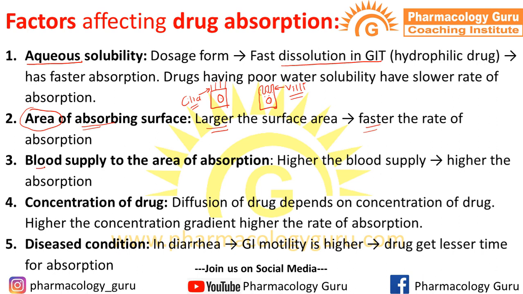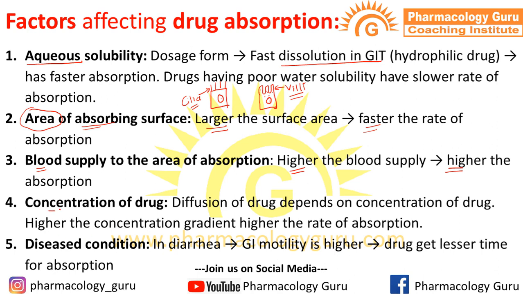It is again important because the drug entering into the blood from its dosage form is known as absorption. If the blood supply is less, the amount of drug entering into the blood will be less. If the blood supply is high, the absorption is high. If blood supply is less, absorption is less.